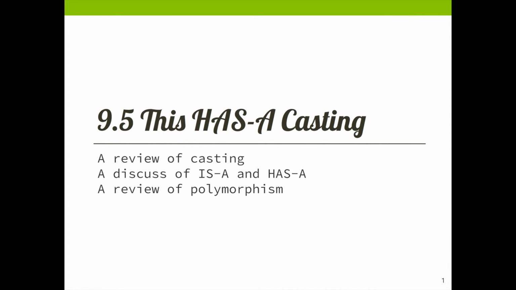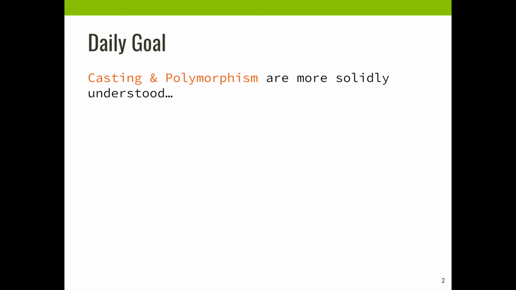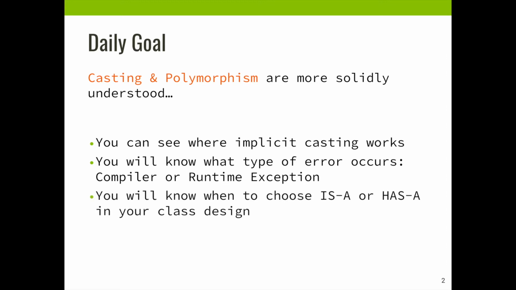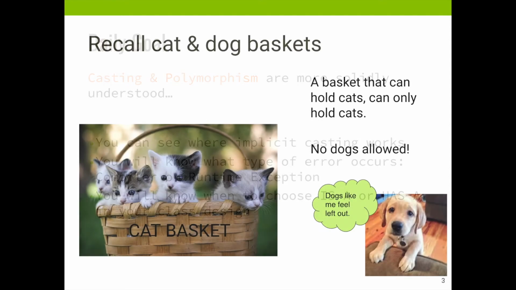Okay, we're going to review casting, is-a and has-a, and we're going to discuss what that is. Yeah, that's weird. And we will talk about polymorphism because it's hard. So what are we going to talk about? We're going to do casting and polymorphism. Hopefully we're going to get them more solidly understood so that you can see where casting implicitly happens, and you'll be able to know what type of errors occur when you do casting incorrectly, whether it's compiler or runtime exceptions. And then we're going to know when to choose an is-a or has-a relationship in your class design, and where in there is polymorphism. Well, polymorphism is pretty much all of this all of the time. It's a hard thing. We're going to talk about it some more. I promise there'll be some code examples in here. Stay with me.